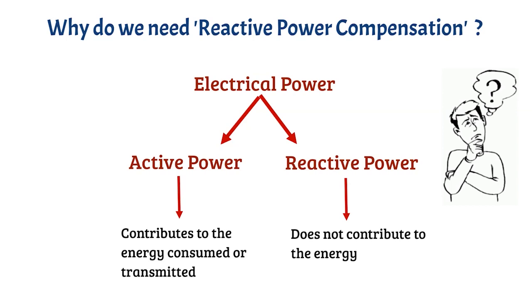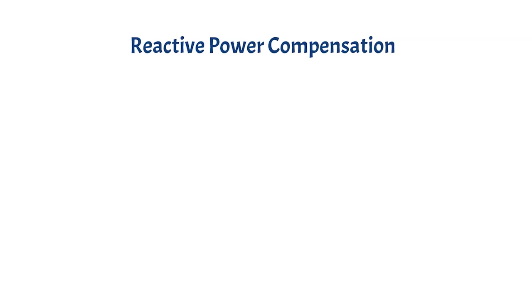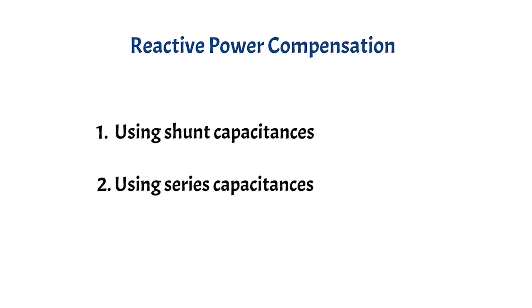Most of the loads are inductive and must be supplied with lagging reactive power. Therefore, reactive power must be supplied and reactive power compensation is needed. So, reactive power compensation in power systems can be either shunt or series. The most common form of reactive power compensation is by connecting shunt capacitors to the line.